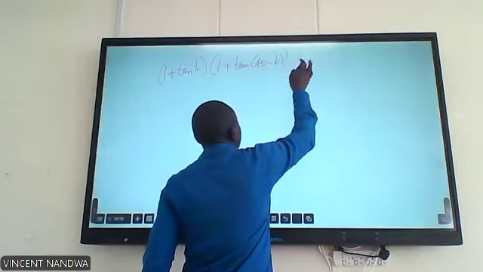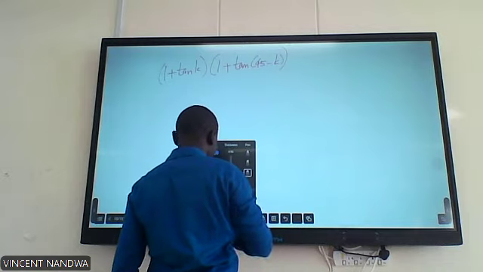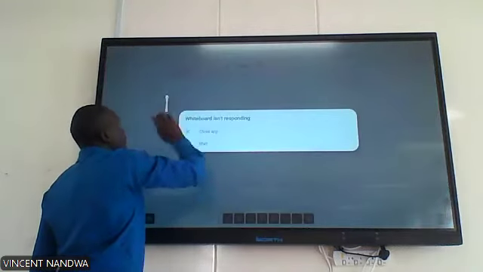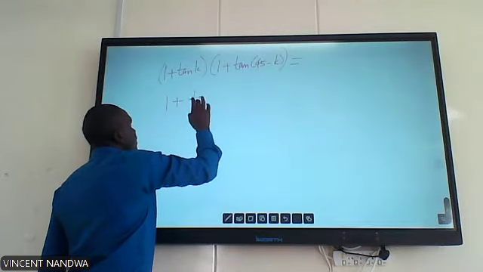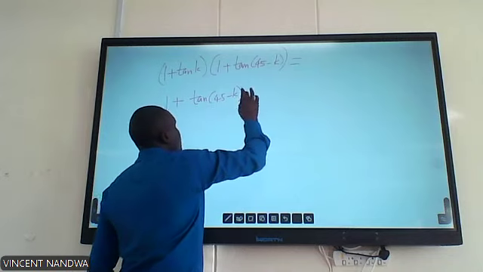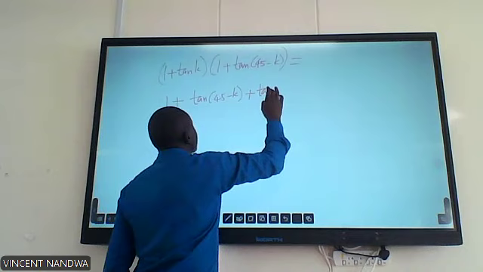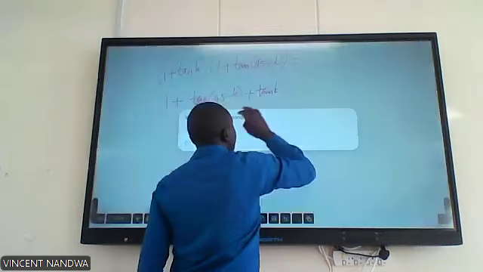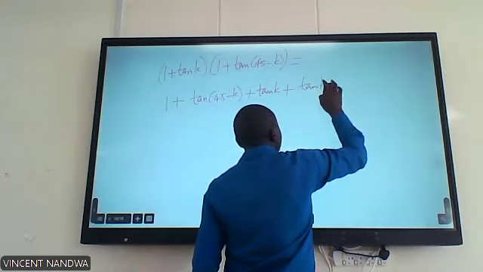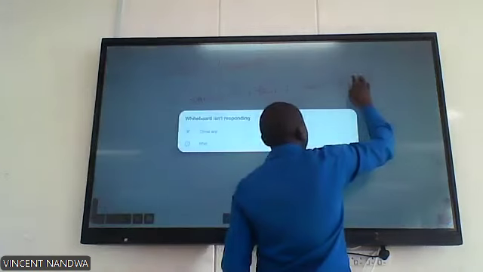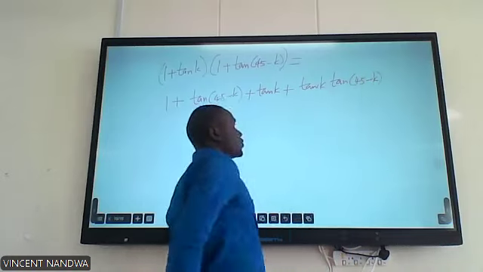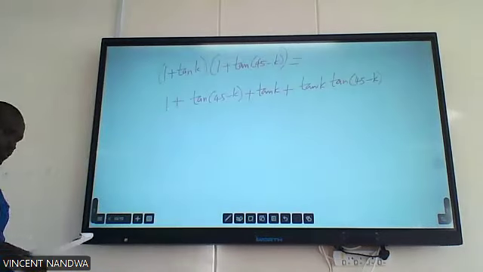So if you were to have such a pair, then when I multiply, I'll have 1 plus tan of 45 minus k, and then plus tan k, and then plus tan k multiplied by tan of 45 minus k. So that is the expansion of the pairs.